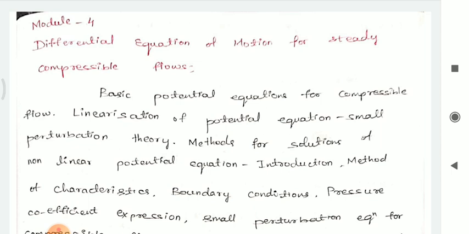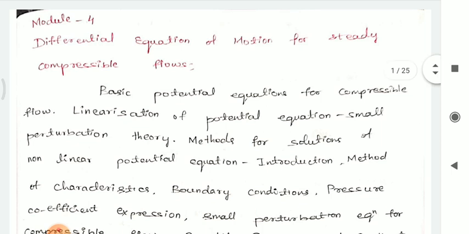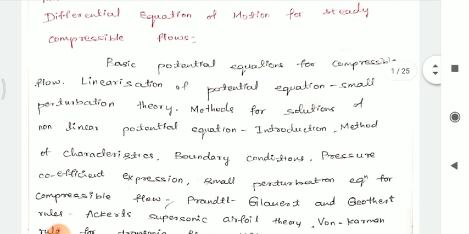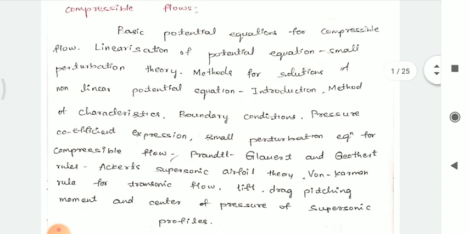And let us start with module 4, which is differential equation of motion for steady compressible flow, under which we'll have all these topics, that is basic potential equation for compressible flow and linearization of the potential equation, which can also be called as small perturbation theory. And then methods for solution, we have pressure coefficients, boundary conditions, Prandtl, Lorentz and Goethert rule, Ackeret's rule, and then one common rule for transonic flow, and then lift, drag, pitching moments, and then center of pressure for supersonic profiles. This is what we'll study in our module 4.